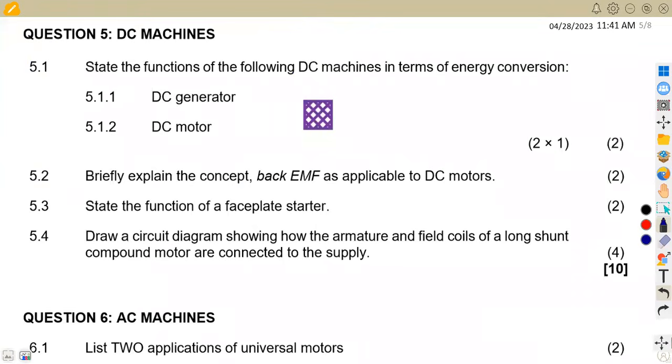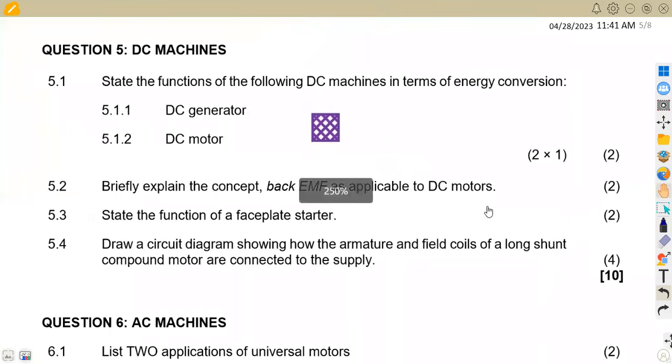Let's check the next part of the question, which is question number 5. This is on DC machines, where we are asked to state the function of the following DC machines in terms of energy conversion. The first part is a DC generator. In terms of energy conversion, this is the most important part.